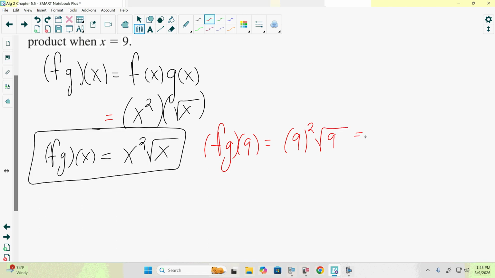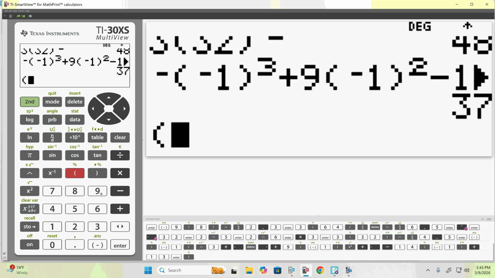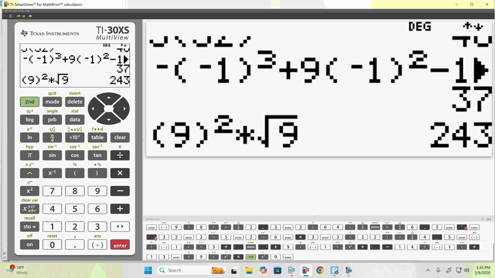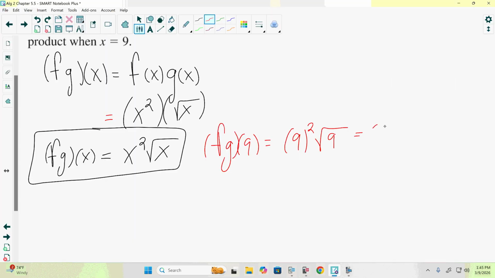So we would need to figure out what 9 squared times the square root of 9 is. 9 squared is 81. Square root of 9 is 3. Which would be 243. Questions on how we found the product or evaluated this when it's 9?